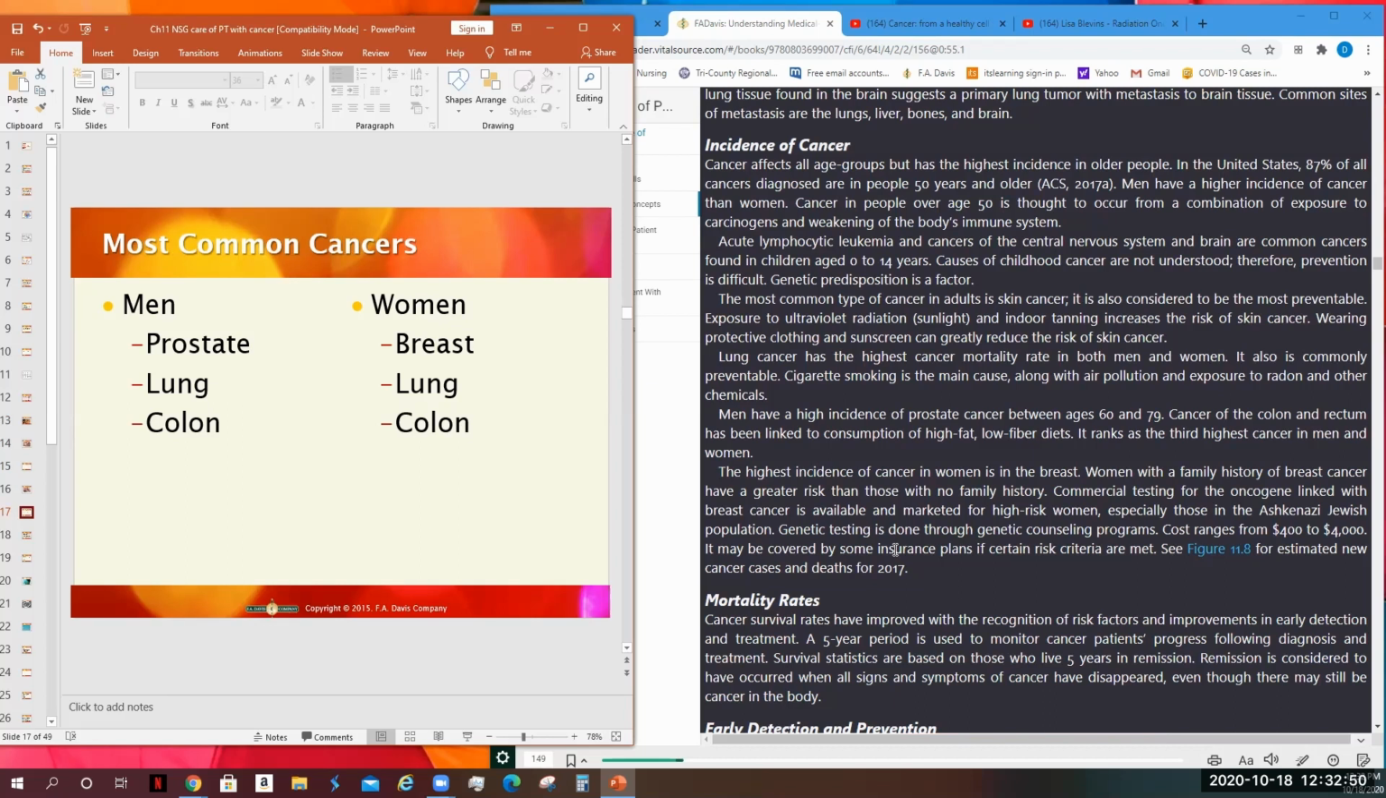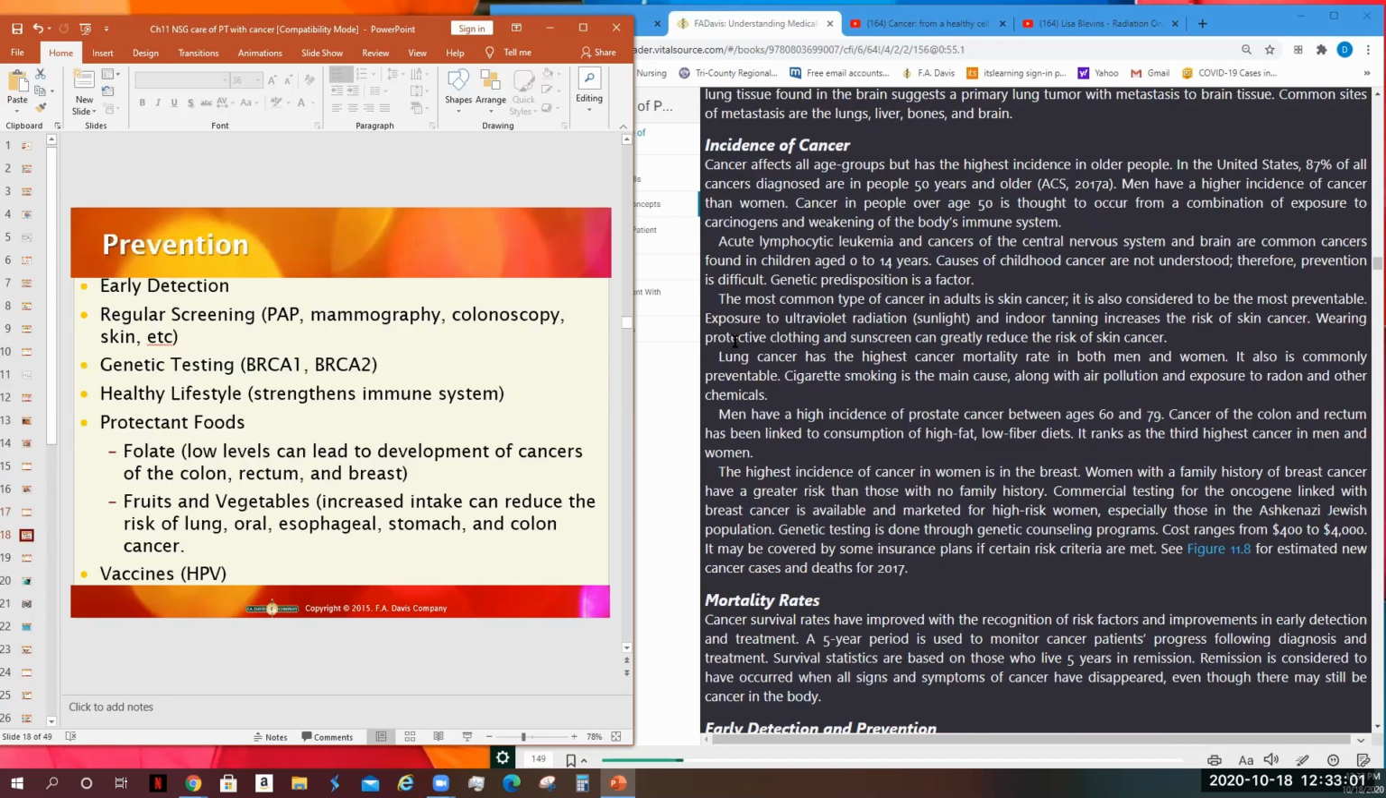The most common type of cancer in adults is skin cancer. It is also considered to be the most preventable. Exposure to ultraviolet radiation, sunlight, and indoor tanning increases the risk of skin cancer. Wearing protective clothing and sunscreen can greatly reduce the risk of skin cancer.